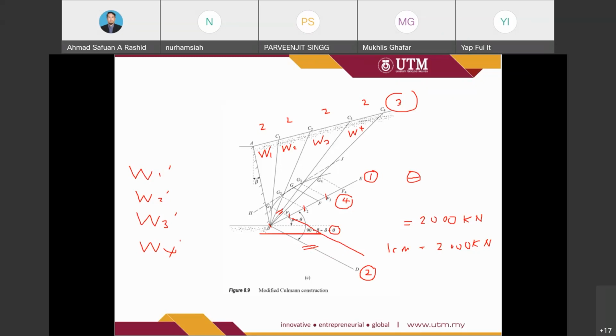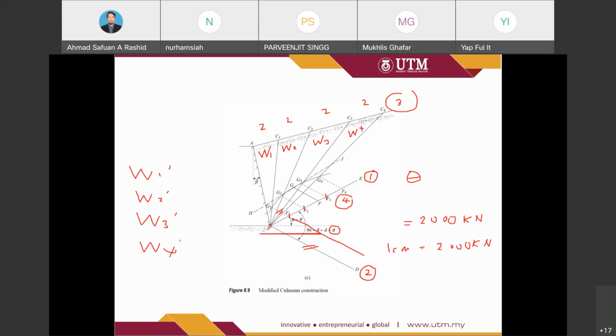Okay, so F1 will be extended. The point of F1 should be extended to the line of the BC to get the G1. Same goes for F2, it should be extended until it reaches the BC2. So that will be the G2.